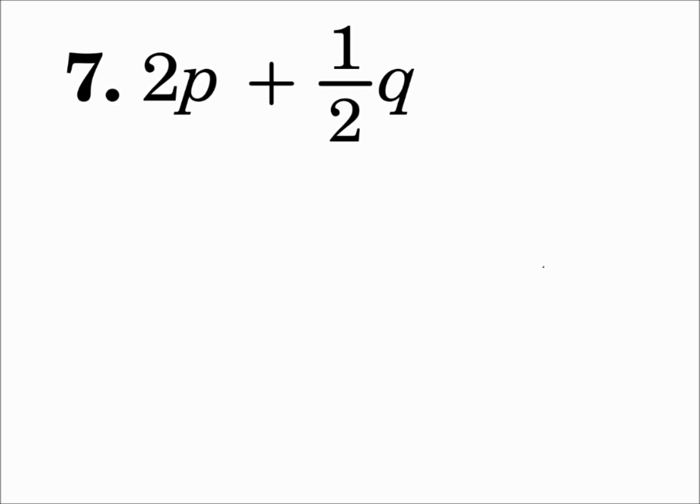Number 7, 2p plus half q. You cannot combine p's with q's. This is simplified.